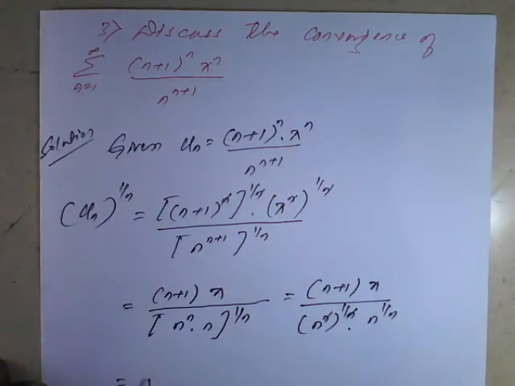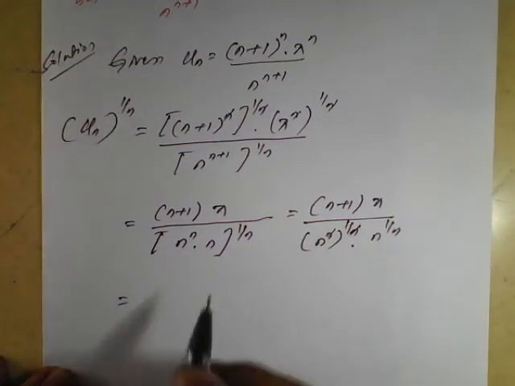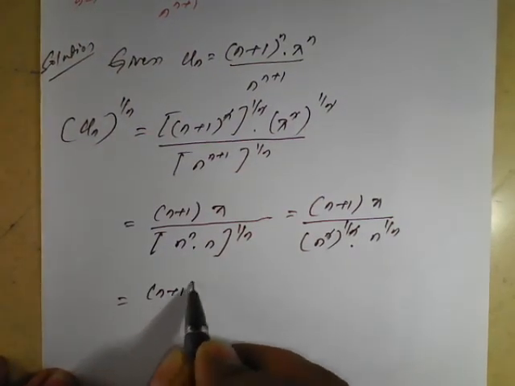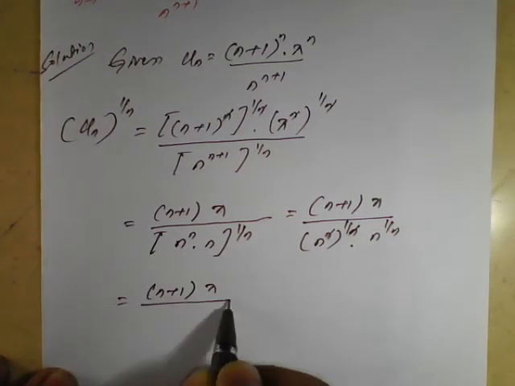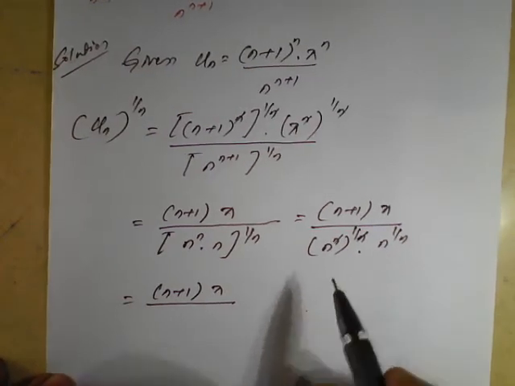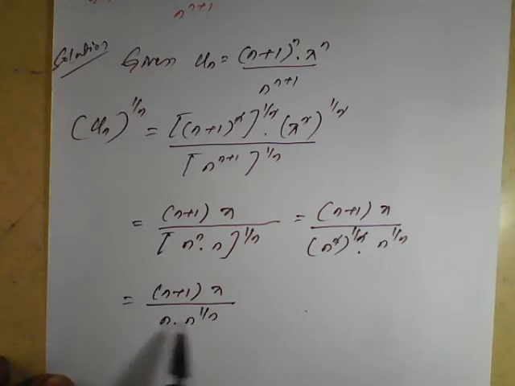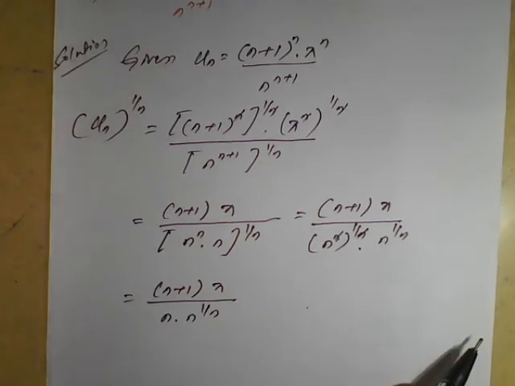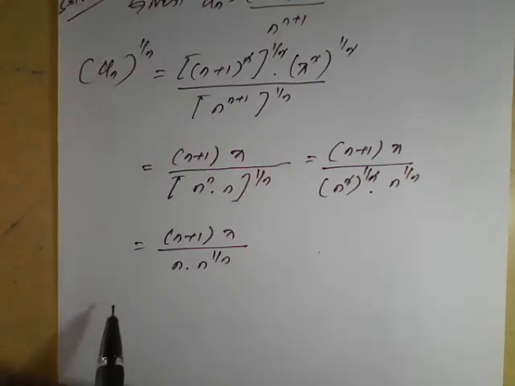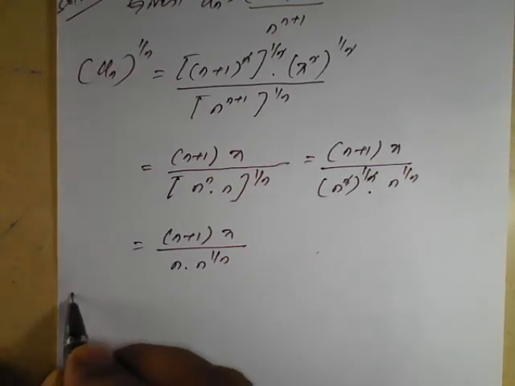So what happens? (n plus 1) into x divided by, so what is left here? n cancels, n left, n into n raised to 1 upon n left. Or we can simplify here again, but we'll take the limit on both sides. So on taking the limit on both sides, what happens?